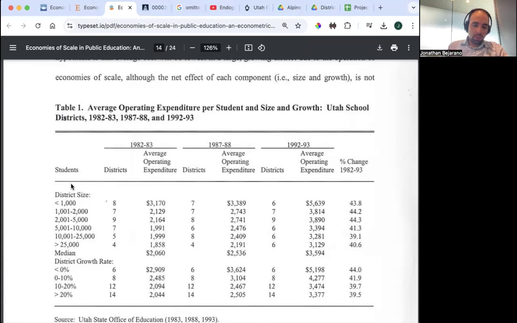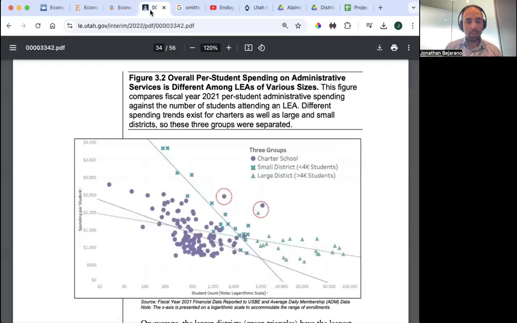So what we're looking at here is over a long period of time, we can see consistently that the larger school districts right here have a lower average operating expenditure. And keep in mind that this is looking at not just administrative costs, but looking at all operating expenditure costs, which is what we're concerned about. One of the other problems that we see right here is that it's looking at administrative spending, which isn't what we're trying to look at over here.